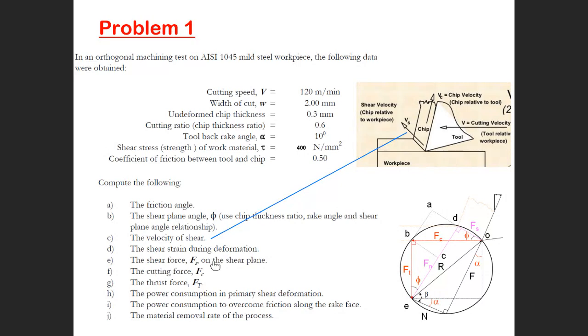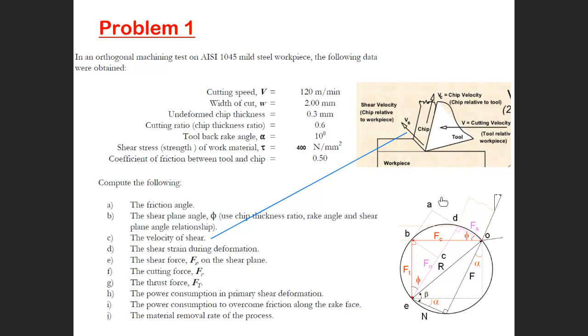And then you need the forces Fs, Fc, and Ft. Shear stress is given. Then Fs we can obtain as shear stress multiplied by As. You need to obtain As, and then you can get the shear force. Fc and Ft you can obtain from the Merchant circle. If you know Fs, you obtain R as a function of Fs, and Fc and Ft as functions of R, with respect to Fs, which is known.